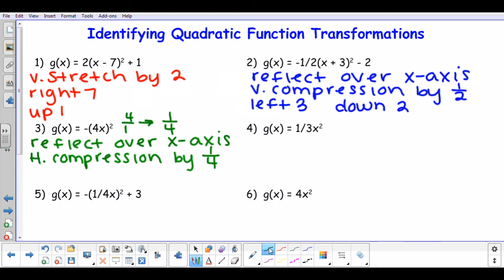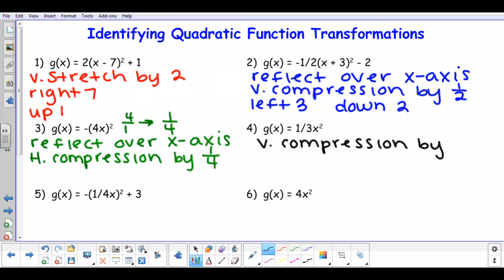In number 4, I am absent my parentheses, so that means I can't do anything horizontal. So no stretches or compressions, and no left or right. So I have a fraction of 1/3 in front, and all that's going to mean is it is a vertical compression by the fraction of 1/3.